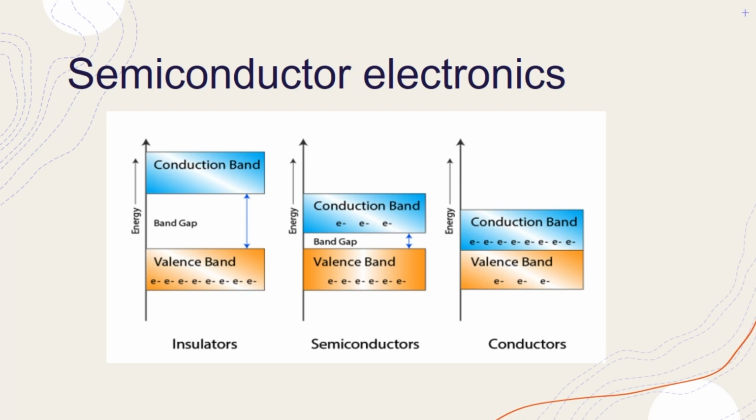In insulators, energy gap is very large. Semiconductors, there is a small gap, less than 3 electron volt, and conductors, they are overlapping. Valence band and conduction band is overlapping in the case of conductors. Next is our extrinsic semiconductor. There are two types of extrinsic semiconductor, p-type and n-type.